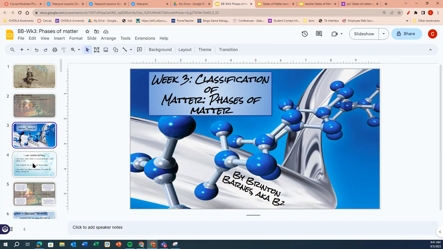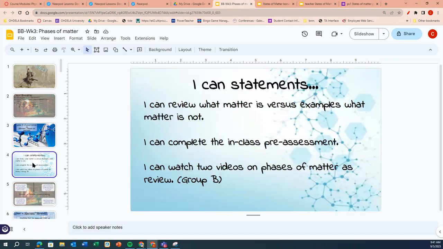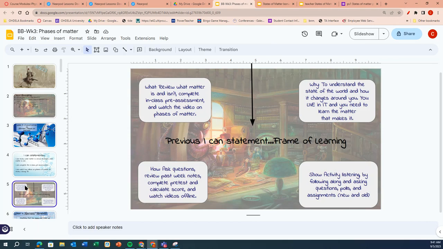So the classification of matter is what we'll be talking about today, more in depth. I can review what matter is versus examples of what matter is not. I can complete the in-class pre-assessment. We've done that. Again, some of this stuff we've done, we're going to review matter, what it is and isn't, in the pre-assessment. So you guys did that for me. Ask questions, and review past week's notes. These are the notes that you're receiving, the notes that are on the home page as well as in the module.